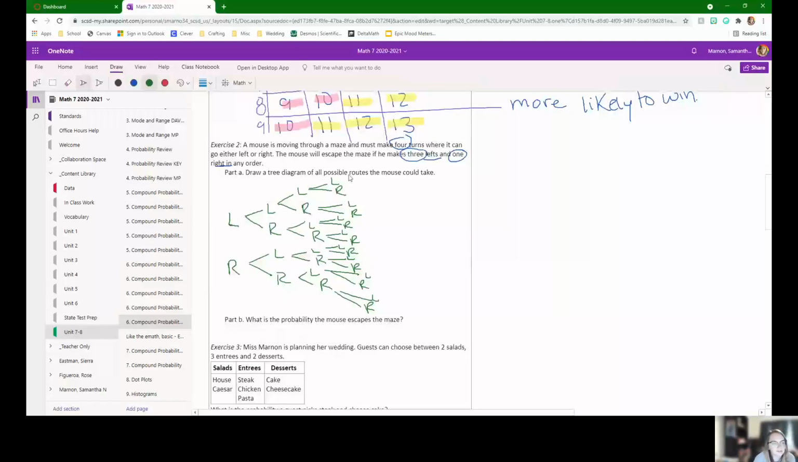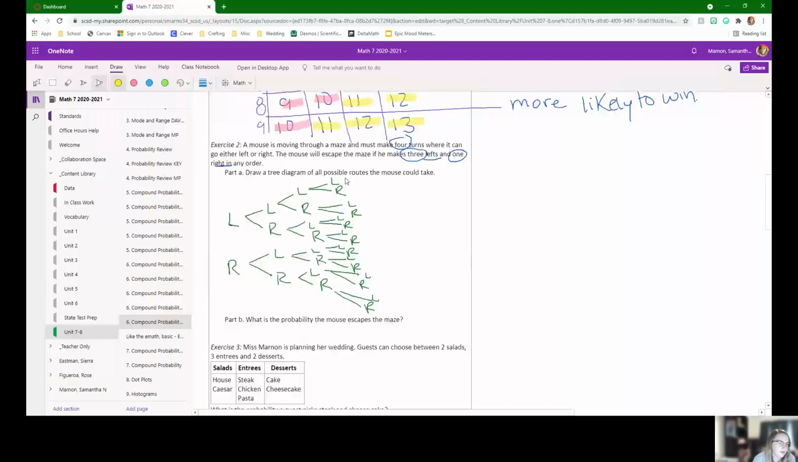Start thinking about if there's an easier way to figure out the total number of outcomes without drawing them out every single time, because that's what we're going to be doing tomorrow in class. So here's all possible routes. We need to find the probability that he escapes the maze, which means we need to figure out which times he can escape. So that's when he makes 3 lefts and 1 right.